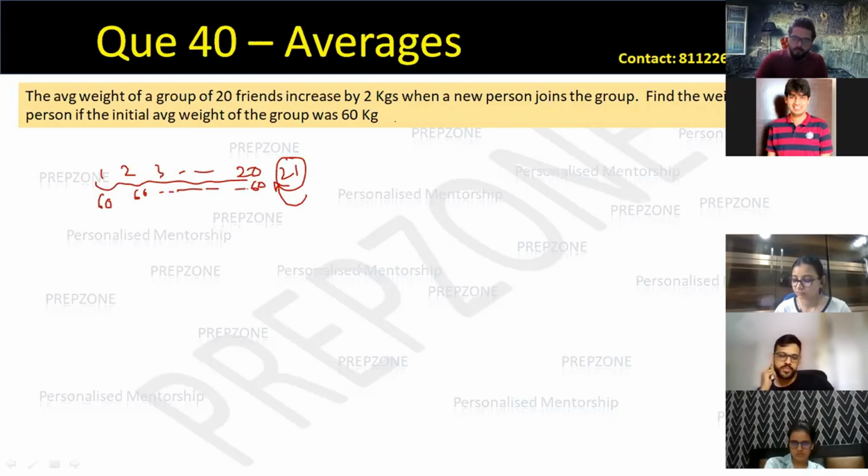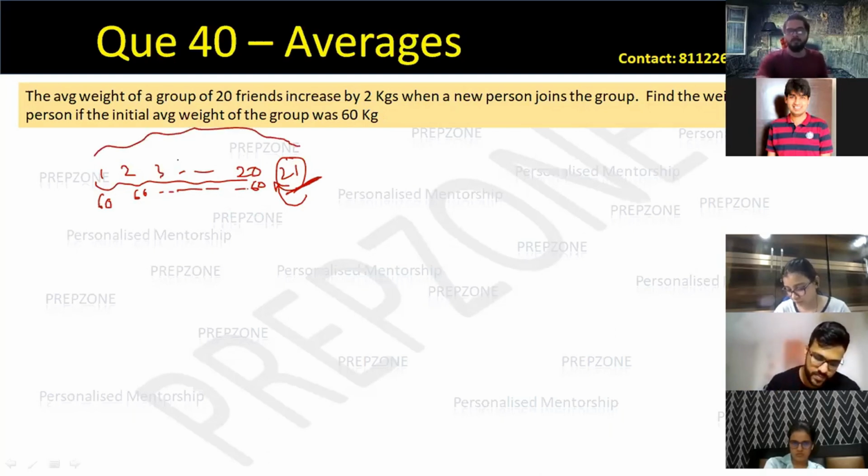It was 60 initially. Now, when this new person joins, this 21st person, he increases the average weight of this group. This new group now has 21 members. So the average weight of these 21 members is now increased by 2 kg. Okay. When a new person joins the group, the initial average was 60.